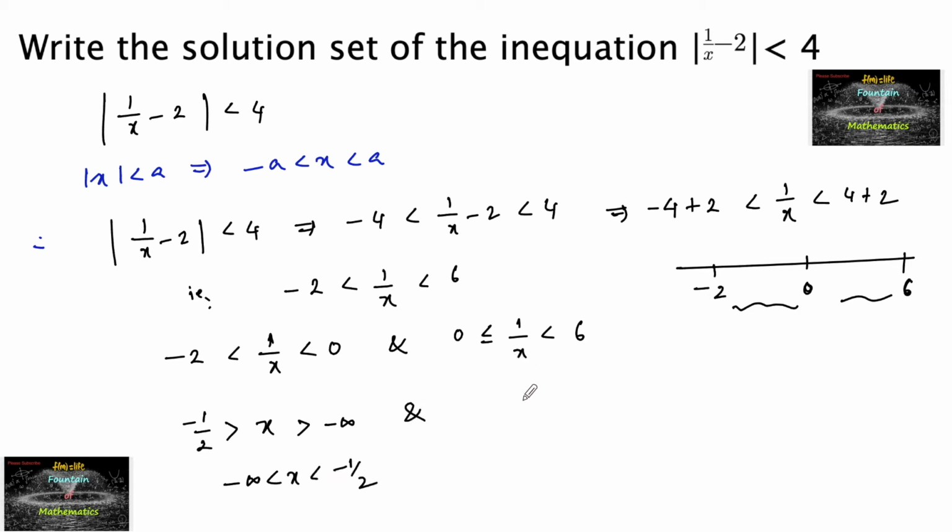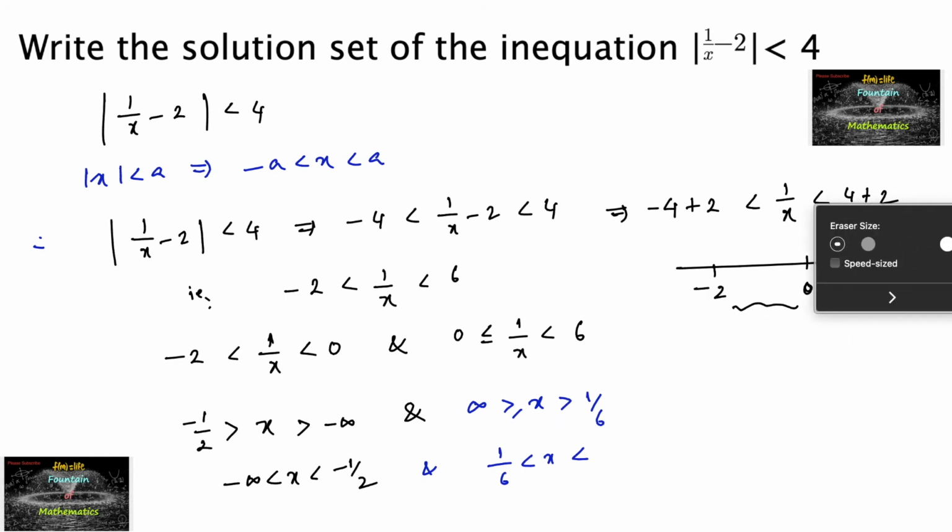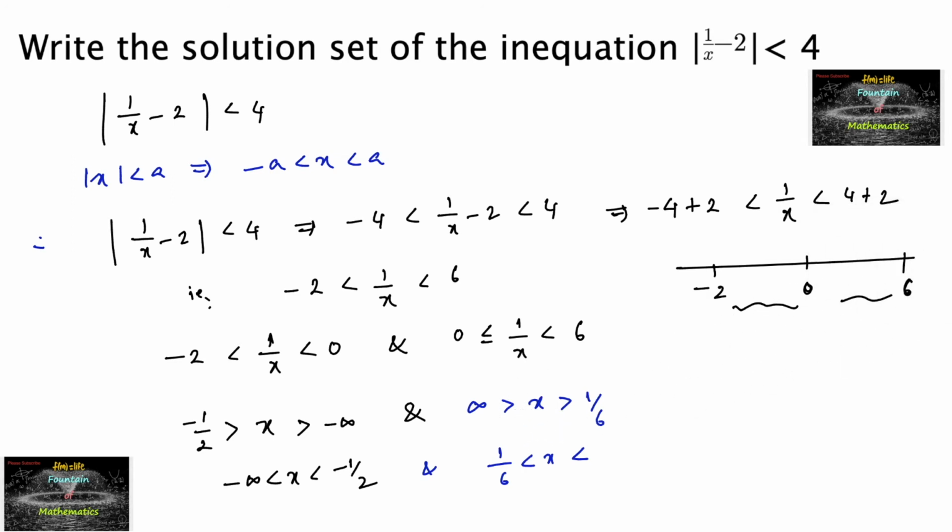And in the case of positive, if I take the reciprocal of x here, the inequality will change. So here 0 is greater than or equal to 1 upon x, 1 upon 0 can be taken as infinity here. So infinity is greater than x here, and 1 upon 6 is less than x. So infinity cannot be taken as equal to, so we can write infinity is greater than x greater than 1 upon 6.